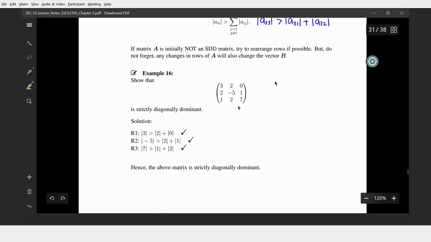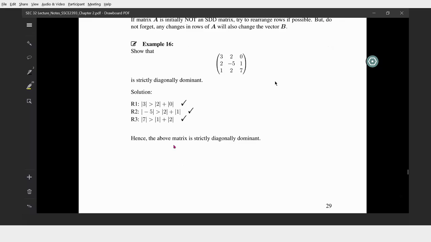And lastly, row number 3, the diagonal element is 7. So 7 must be greater than 1 plus 2. So 7 is greater than 3. So we satisfy the condition for the SDD in each row. So we can conclude the above matrix is strictly diagonally dominant. Clear? Simple proving. If you do not satisfy maybe one of the rows, then your conclusion is A is not SDD, even though only one row is not satisfied.